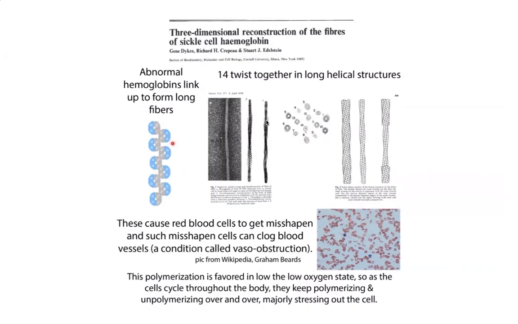It's easier for those interactions to be made in the low oxygen state. Remember, that's our T state. So as the cells are going to go like cycling throughout the body, they keep polymerizing and unpolymerizing over and over again, majorly stressing out the cells. So this is what happens with sickle cell anemia.